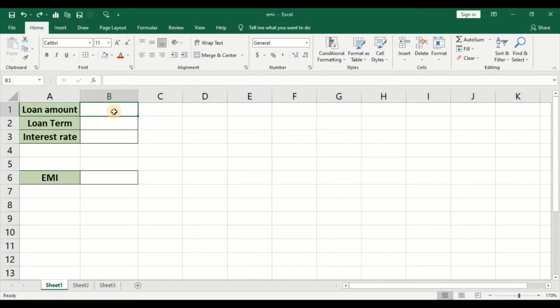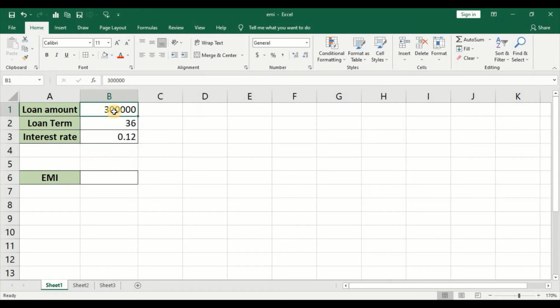Suppose I'm applying for a car loan and the loan amount is 3 lakhs. I'll just enter as 3 lakhs. And loan term is usually given in terms of months. So for 3 years, I'll give it as 36 months and my interest rate is 12%. So I'll give it as 0.1.